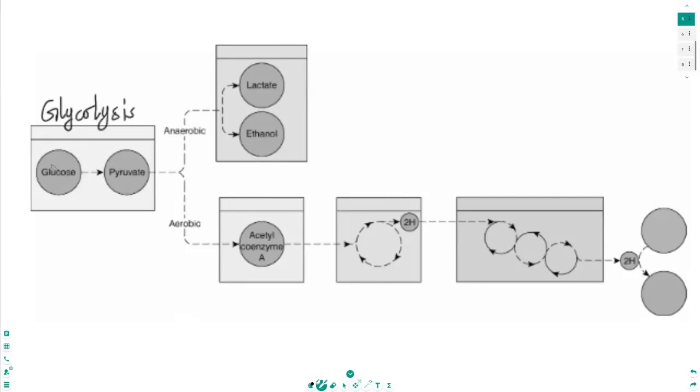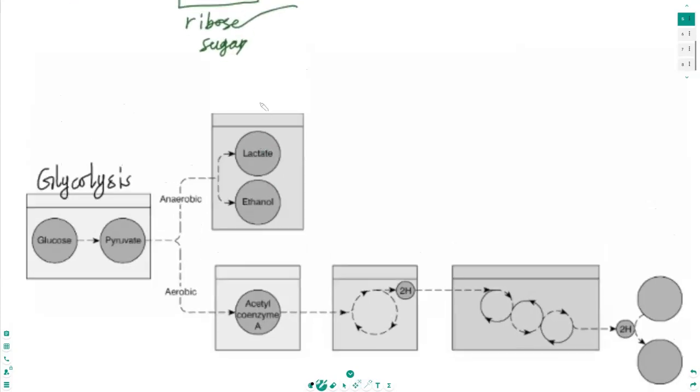This is when the glucose is converted into pyruvate via a series of steps. It's a 10-step process where the glucose is converted into pyruvate. Now, the fate of pyruvate is determined by whether there's oxygen or not. If there's no oxygen, pyruvate will enter anaerobic respiration and will form lactate. This is actually known as fermentation.